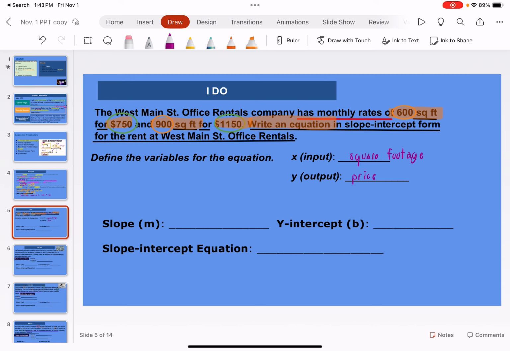Okay, from here, if you guys remember, our strategy, we've mostly just been making tables, right? Every time we have to write an equation. So of course, for this problem, we're gonna make a table. So our square footage is our x value, our price is our y value. So the first ordered pair we have is gonna be 600 and then 750. And then the next one is going to be 900 and 1,150.